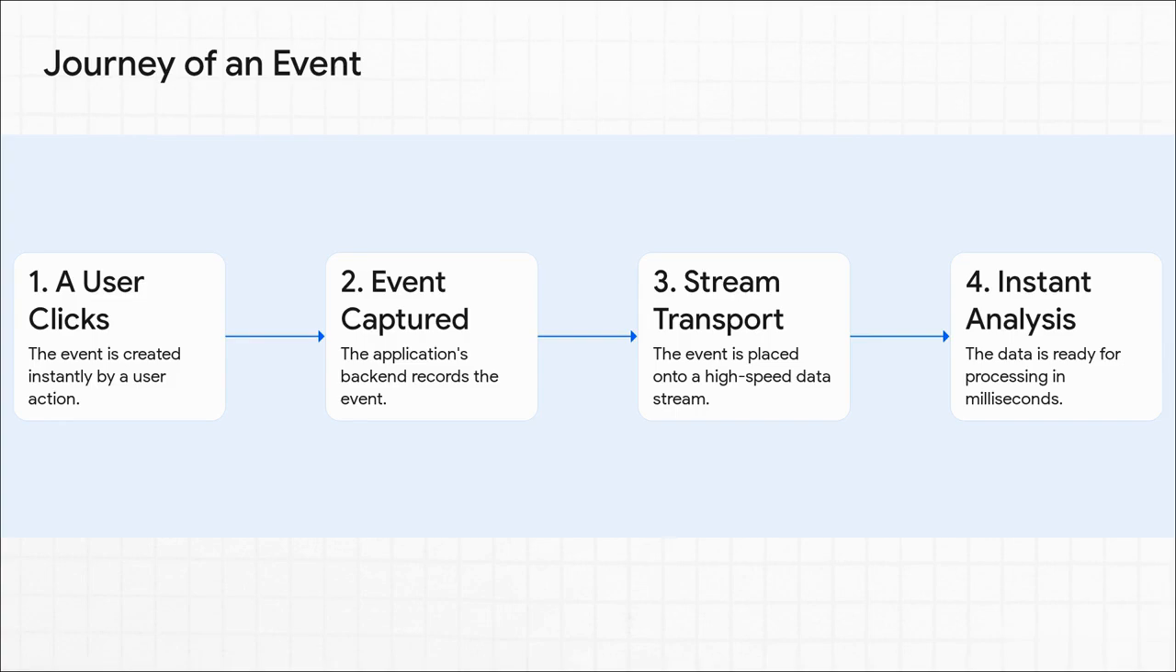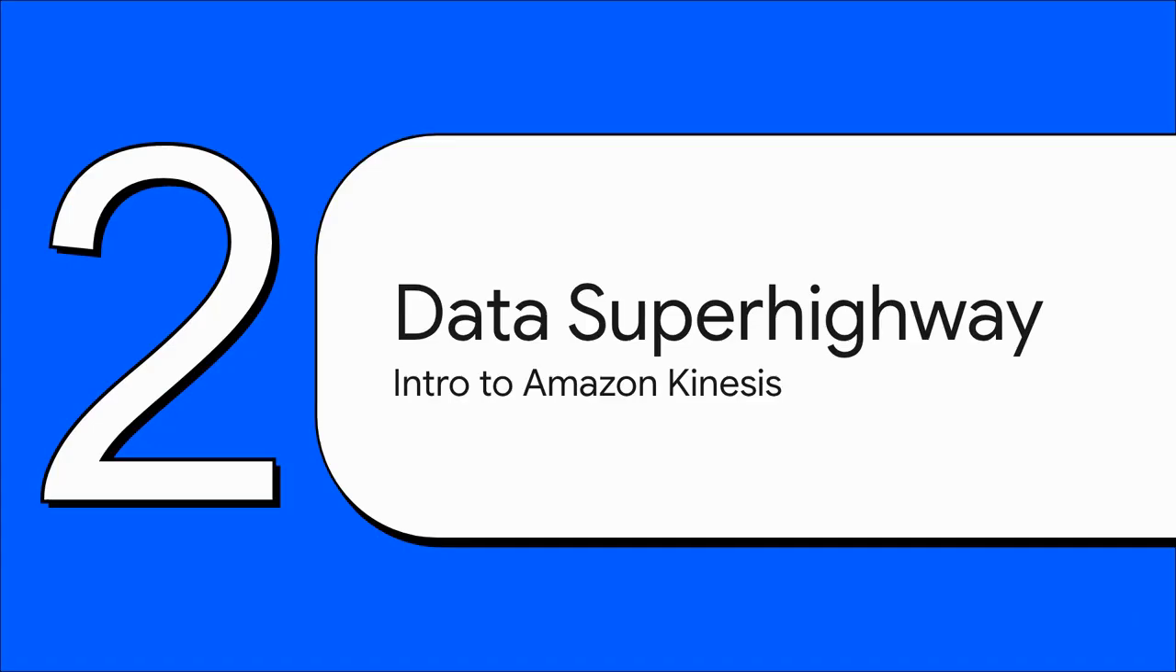Now, to handle this kind of constant, high-speed traffic, you can't just use a regular old road. You'd have a traffic jam in, like, 2 seconds. Nope, you need a data superhighway. And in the AWS world, that superhighway is called Amazon Kinesis.